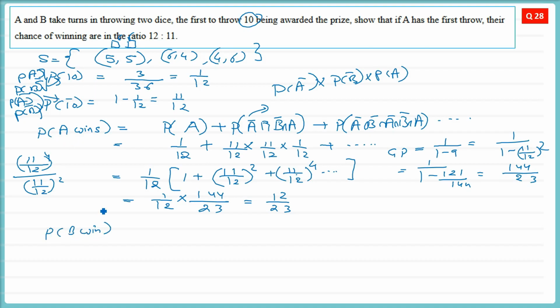What is the probability of B winning? You can apply the same scenario here also. But rather than doing this, let's find a different approach. If A wins, B doesn't win. If B wins, A will not win.